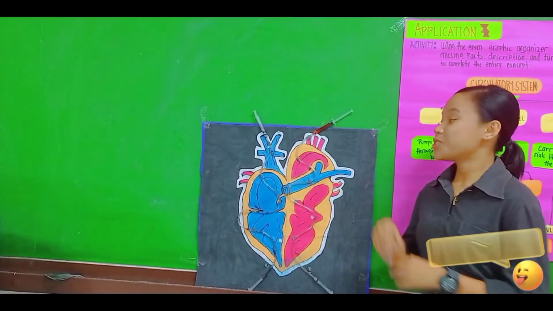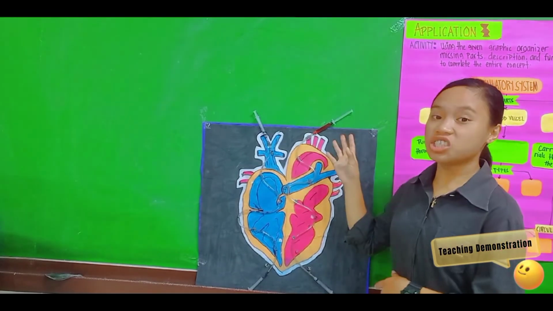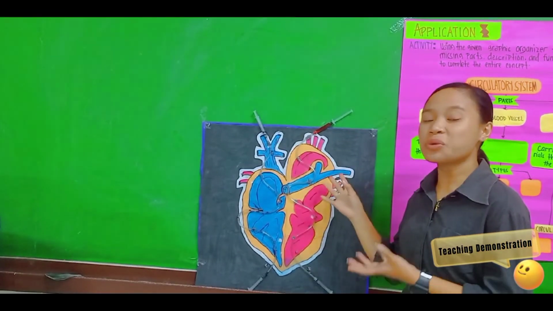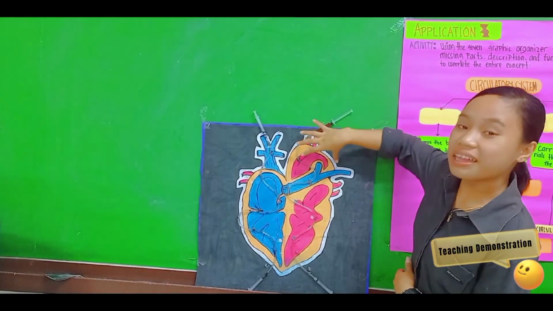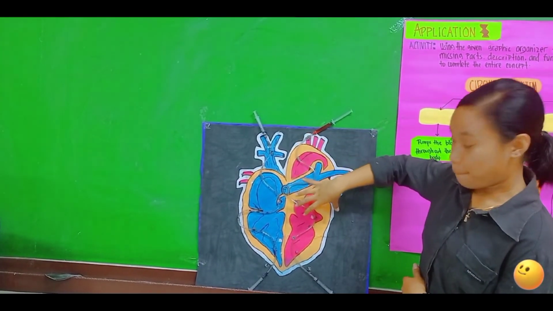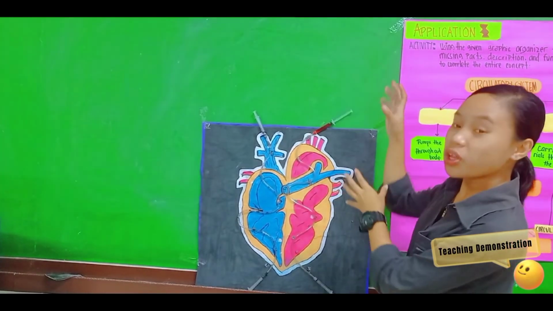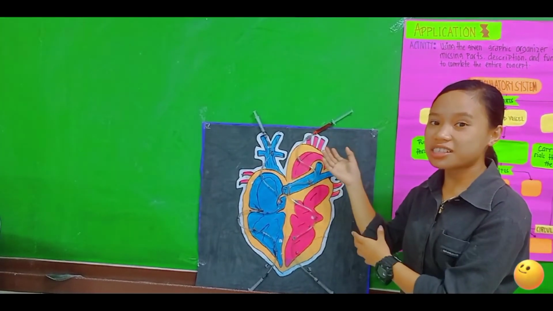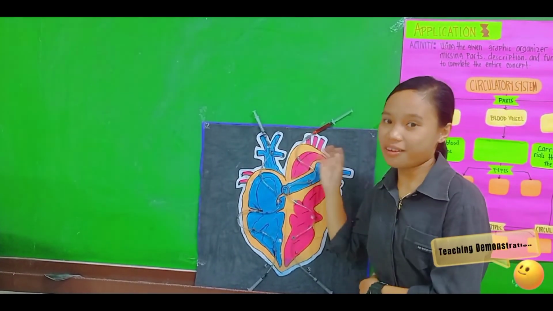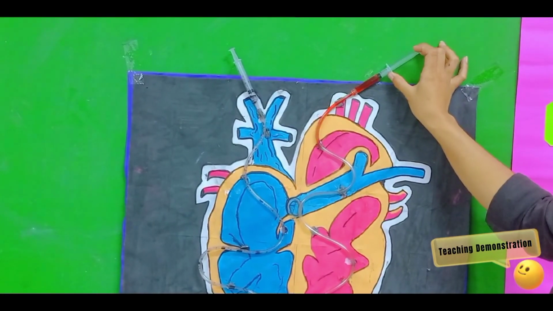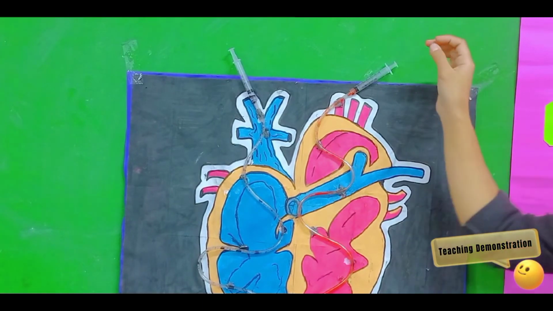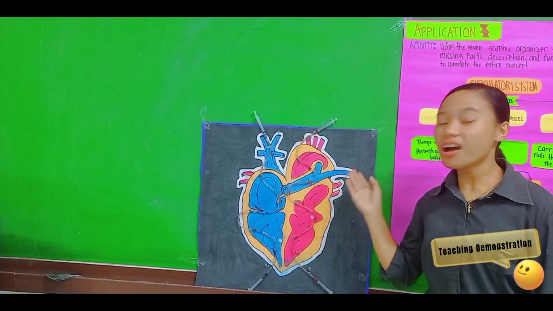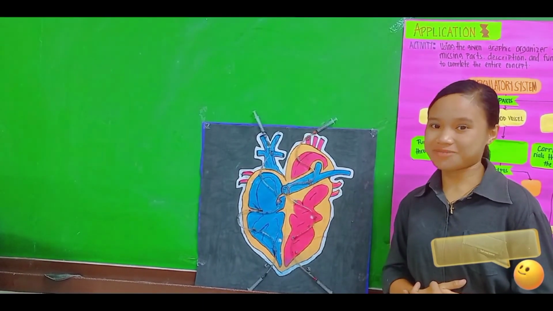So that's it. Next, all the deoxygenated blood, which carries the waste materials or the carbon dioxide, flows in the left part of our body. I will show you how the deoxygenated blood flows. Here it comes. See, that's how the blood flows.